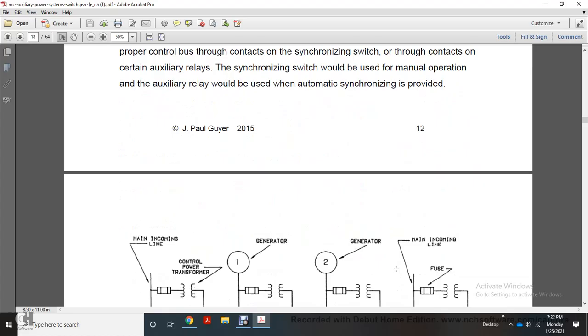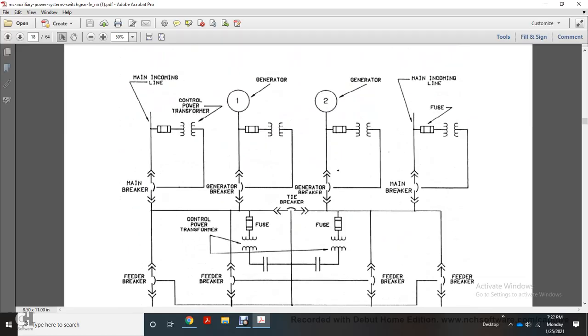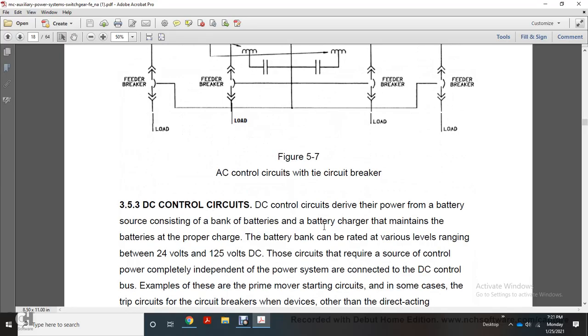Synchronizing is provided. This shows the main incoming line, the control power transformer, generator 1, generator 2, main incoming line fuse, main breaker, generator breakers, and then the control power transformer, fuse, feeder breakers, and then the loads.